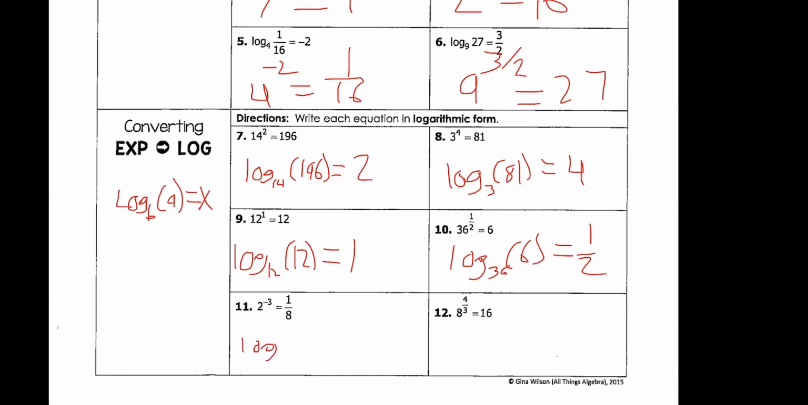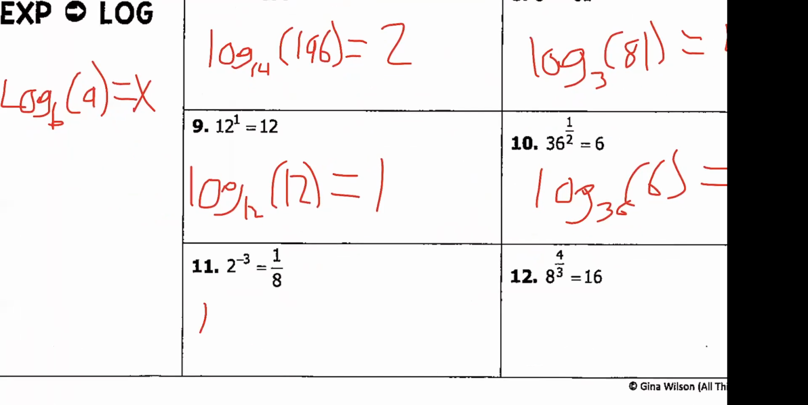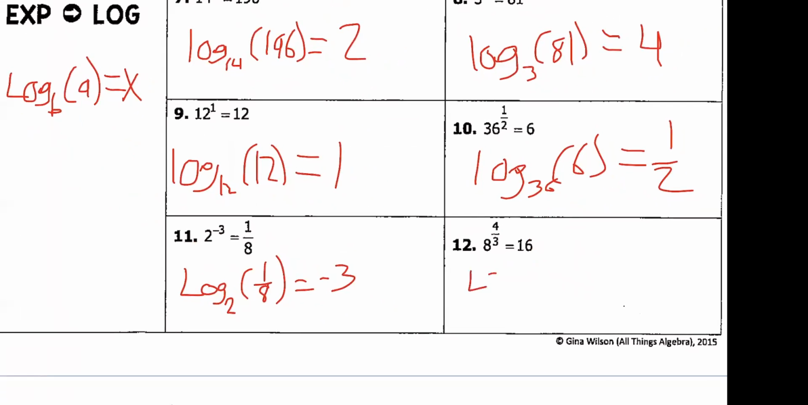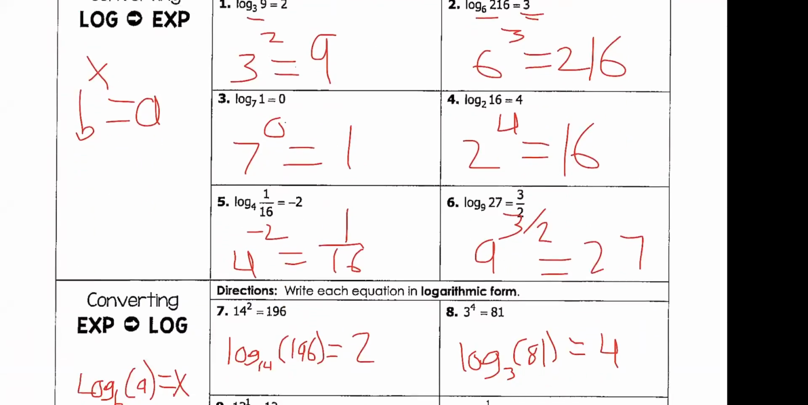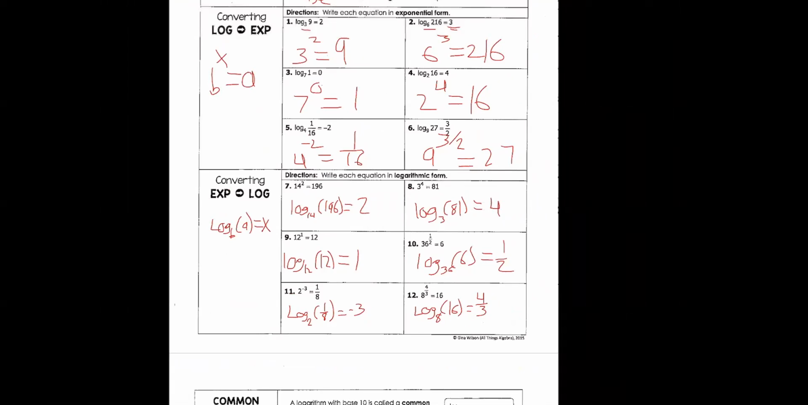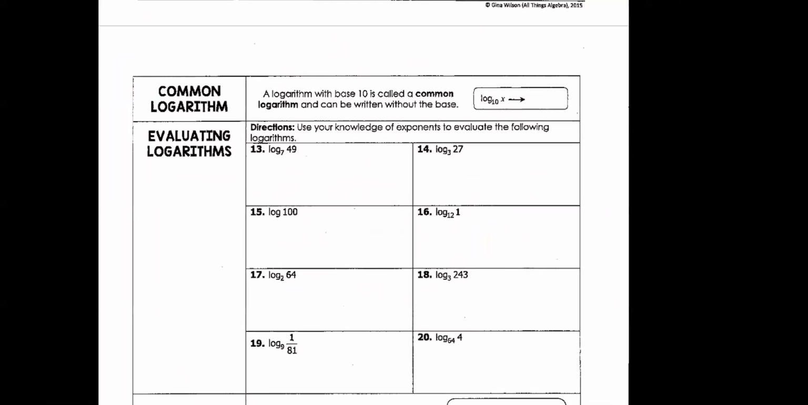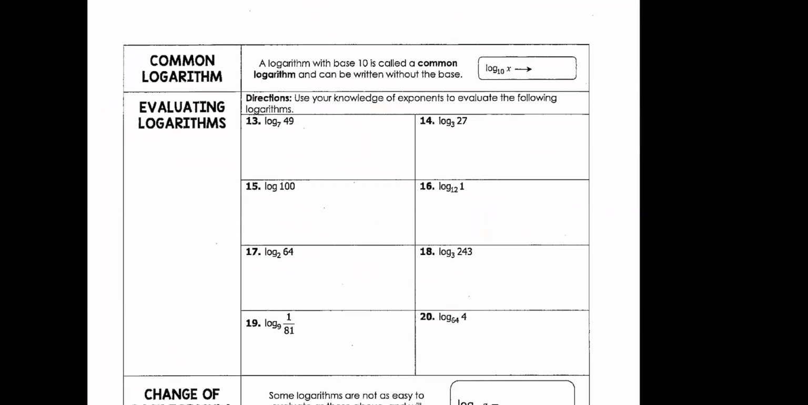So this would be log base... Oh, what am I doing? Log base 2 of 1/8 equals our power of -3. And for this one, you would have log base 8 of 16 equals our power of 4/3. So that's how you convert from one form to the other, that's the idea. I'll see if I can find a little video that explains it better than I am right now. But nothing too crazy, though there are definitely some ways to help you remember how to do this.